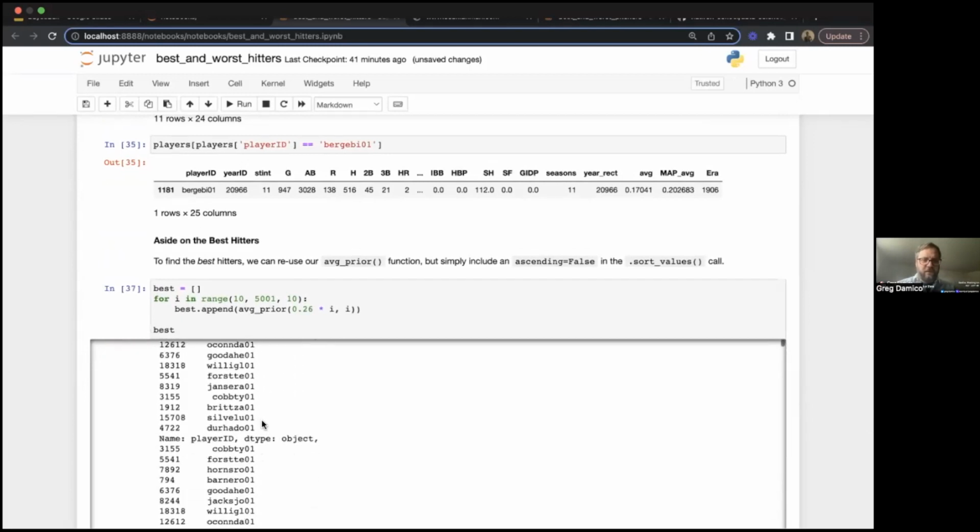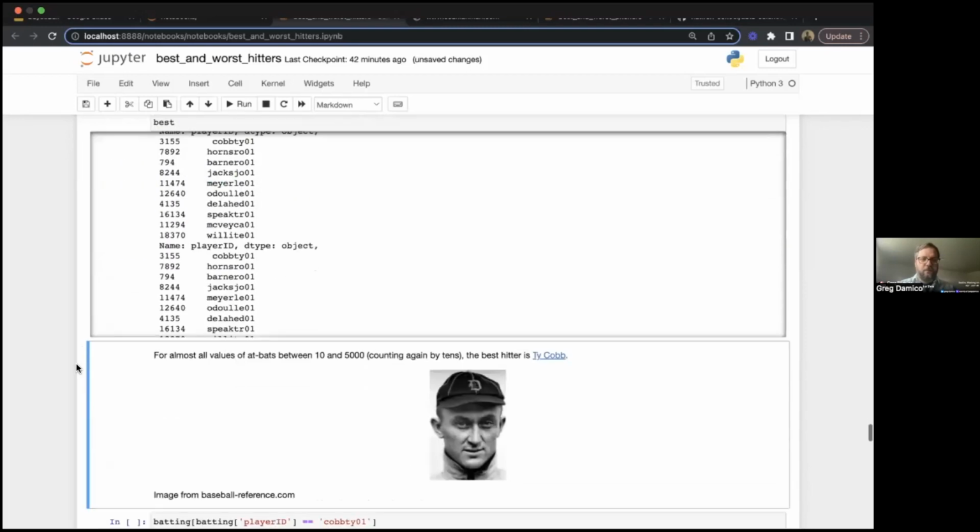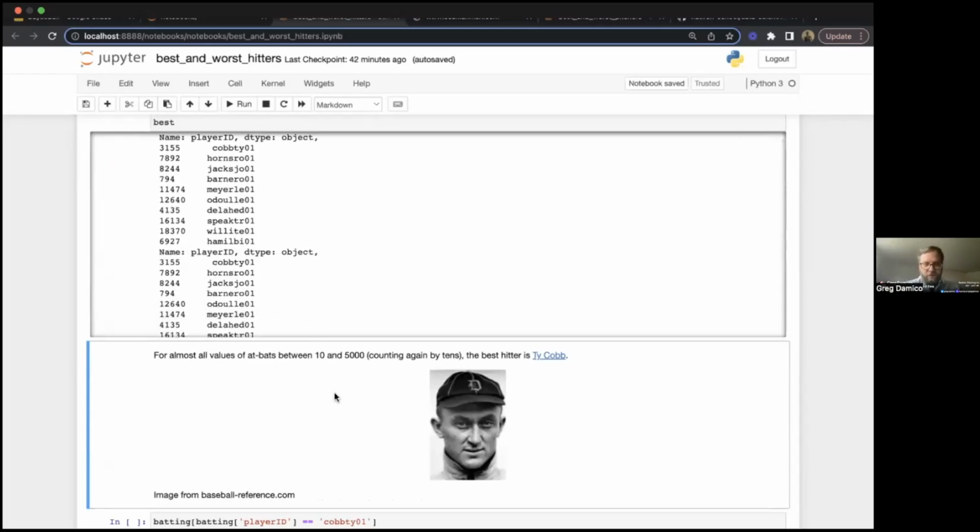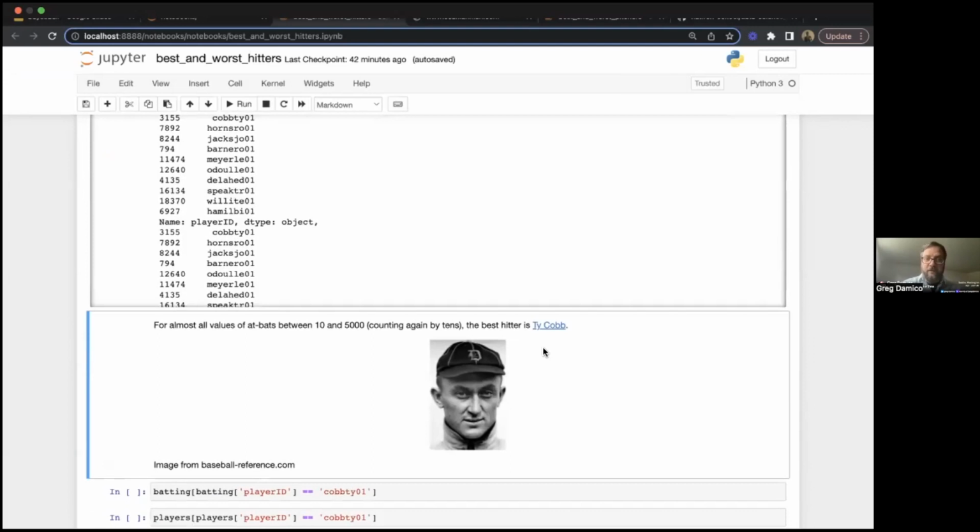First 10, second 10. Already in the third set of 10, I see Ty Cobb at the top. Ty Cobb, Ty Cobb, Ty Cobb. So for almost all values of at bats between 10 and 5,000, you can scroll through this if you want to, but I encourage you just to take my word for it. Ty Cobb is the best hitter by almost any metric at all.